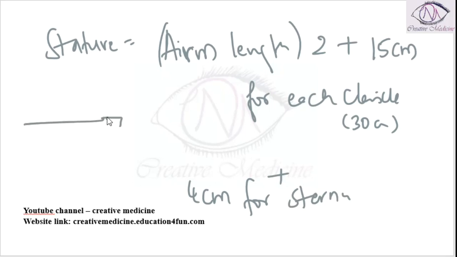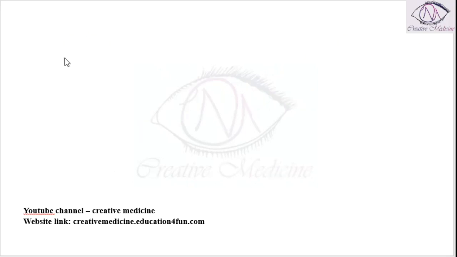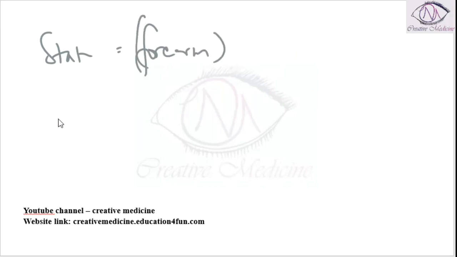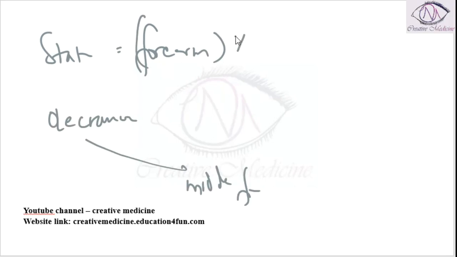If only forearm is available, then the length of the forearm is equal to the distance between the olecranon process to the tip of the middle finger, and multiplied by 3.8.